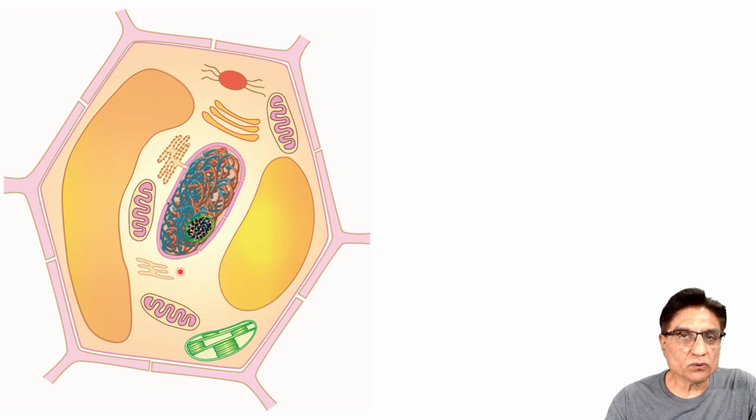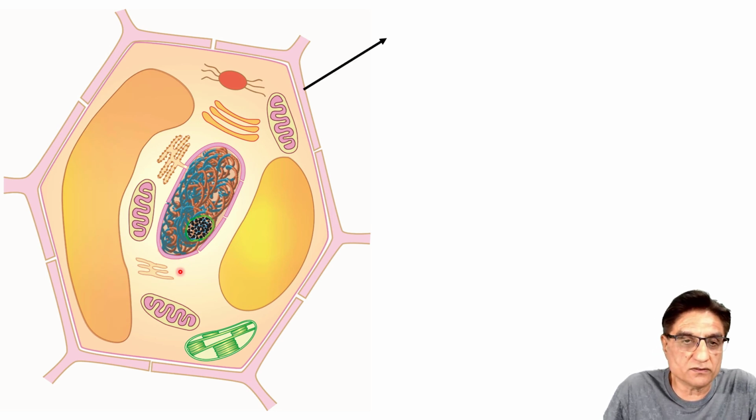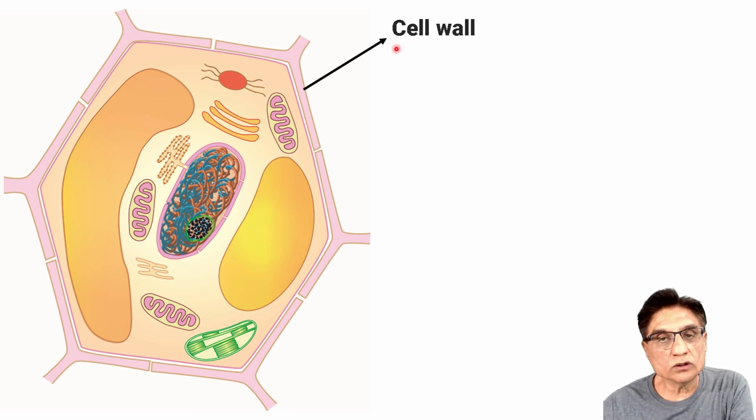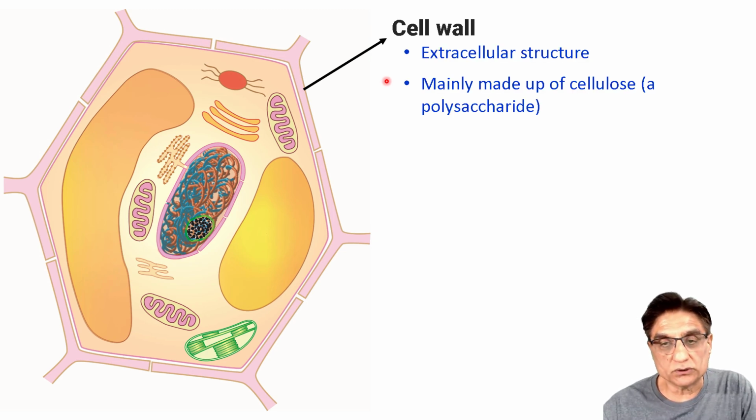But some of these organelles and cell parts are different, and the first difference in plant cells is that they have a cell wall. If you look at the plant cell, outside the plasma membrane there is a cell wall, and this cell wall is very strong. It's made up of cellulose fibers.